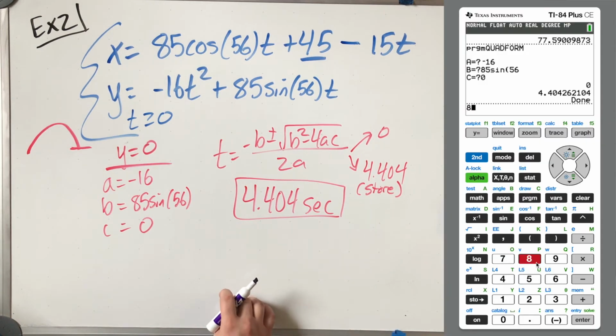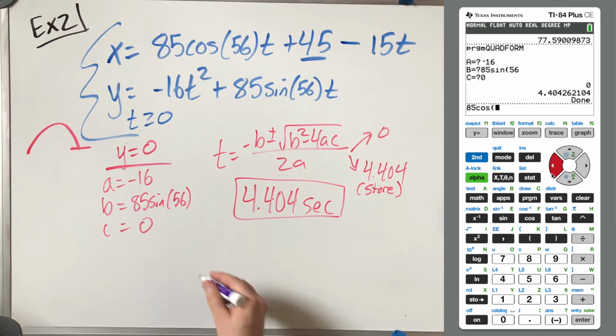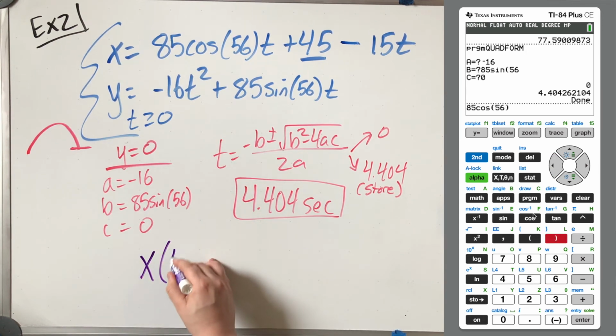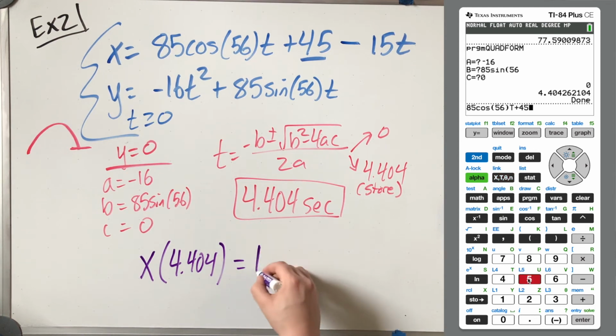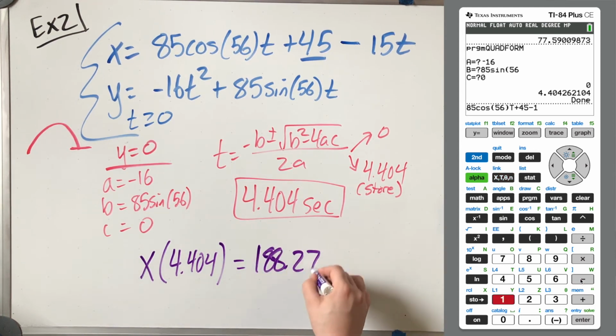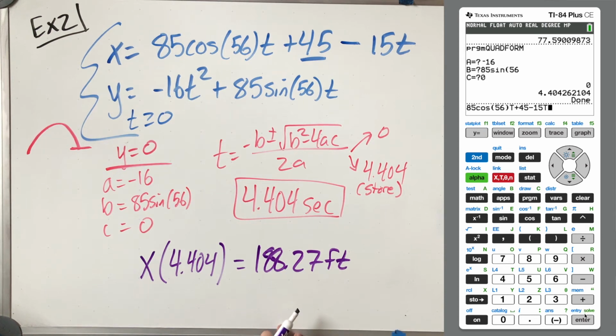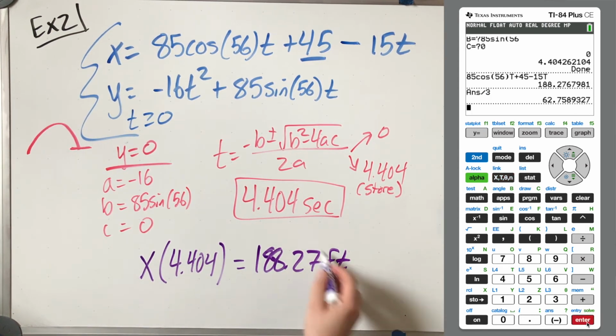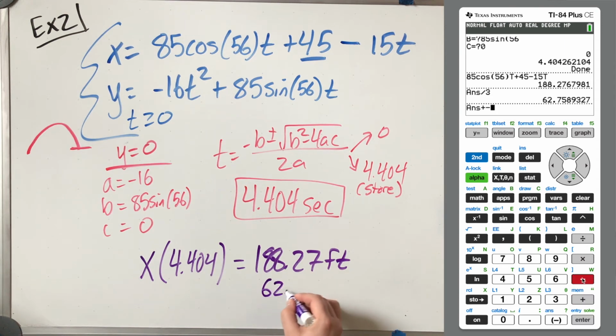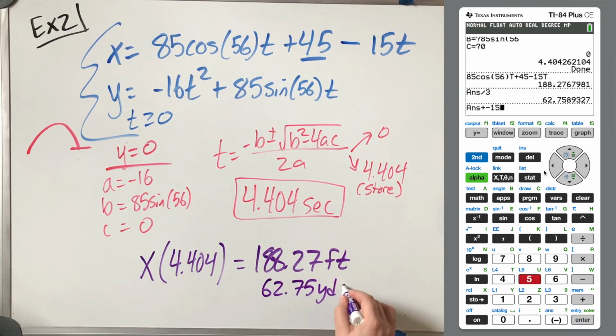Now for how far downfield the football will first hit the ground, I'm just going to take this value that we stored and plug it into the x equation. So when I plug it into the x equation, I get 188.27 feet. Now, there's a couple things that I need to do here. First, in football, everything is always in yards, so I'm just going to divide this by 3, which is going to give me 62.75 yards, give or take.